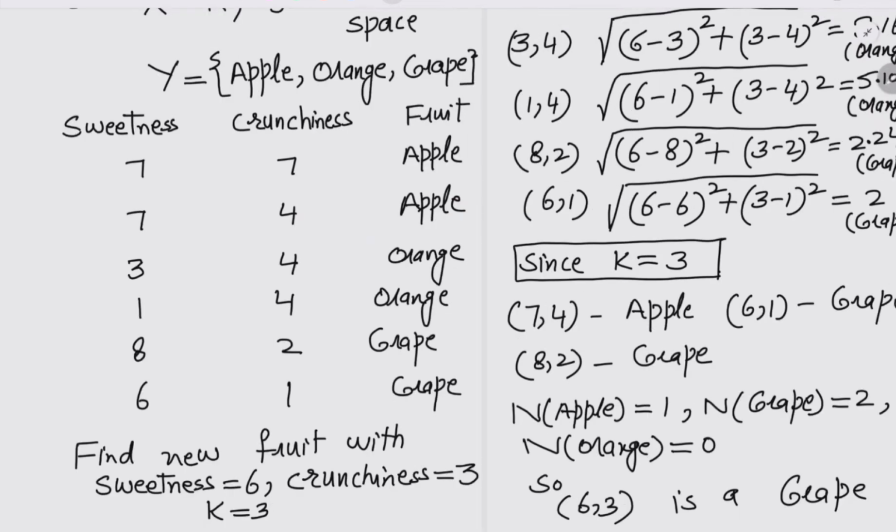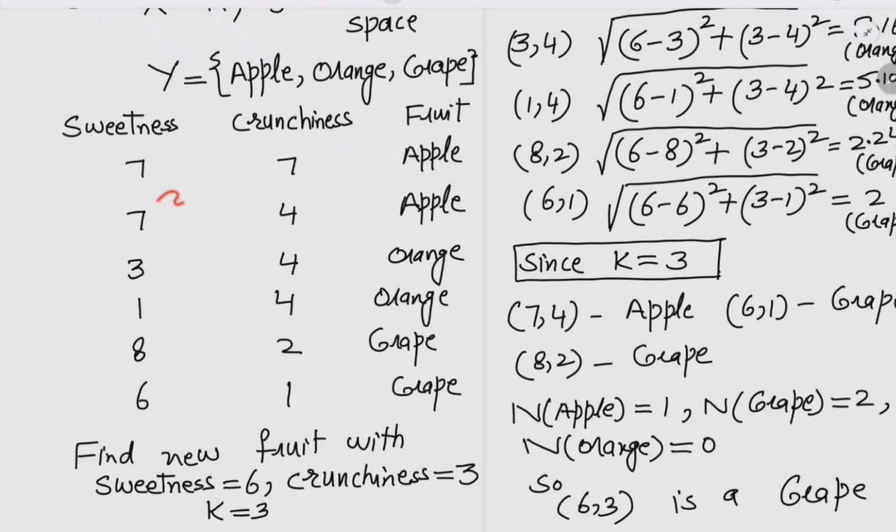So the features are sweetness, crunchiness, and the fruit. For example, if you just take a bite of an apple and you want to rate it according to the sweetness, then you give a number, 7 out of 10. And for crunchiness, you give the value to the apple, which is 7 over here. And the fruit with these features is apple.